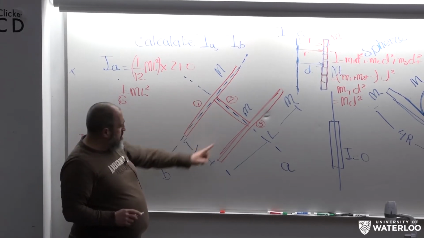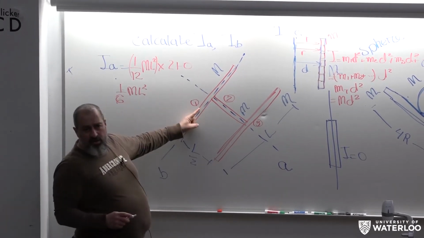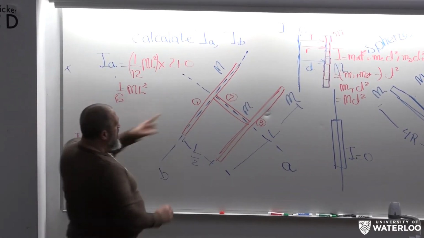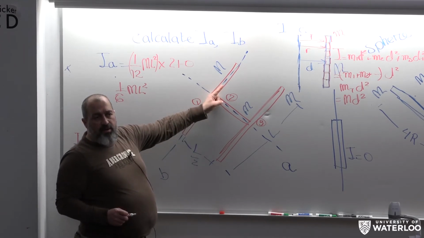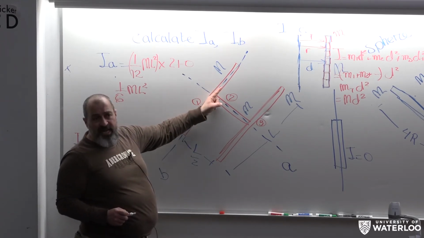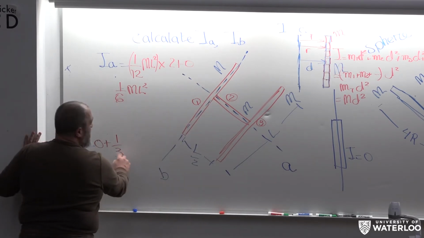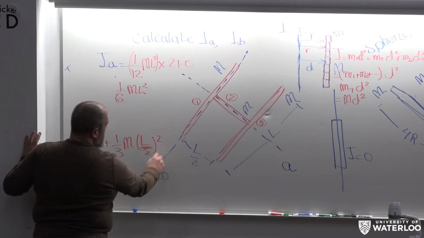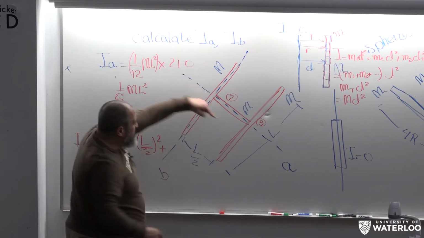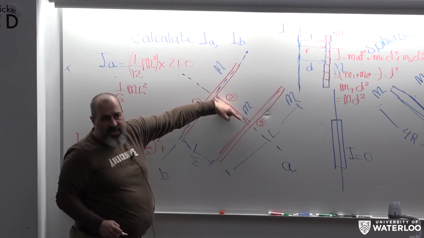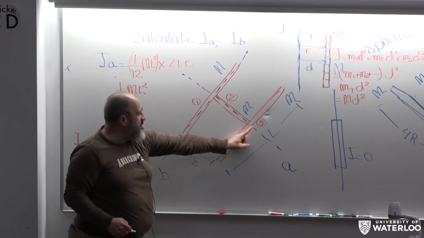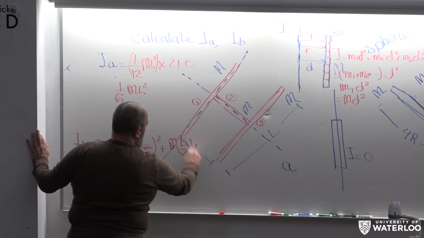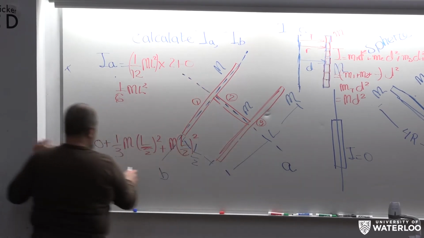I about B is, well, 1 is 0, right? So it's plus 0 for 1, plus, now, this is the moment of inertia of a bar about an axis running through the extremity, so it's 1/3 times the mass m, the length is L over 2, all squared, plus m times L over 2 all squared for this bar, about this axis. So how do you add that up?